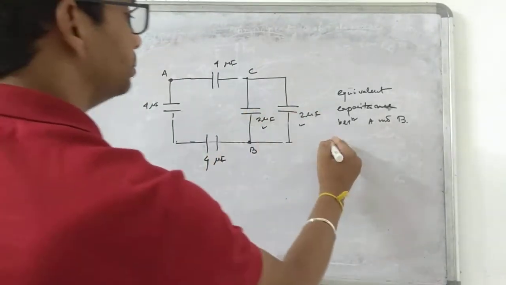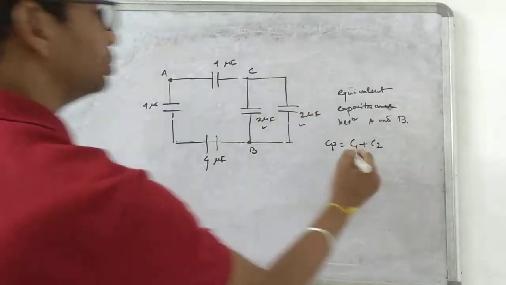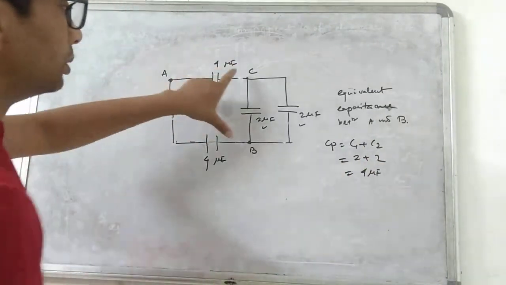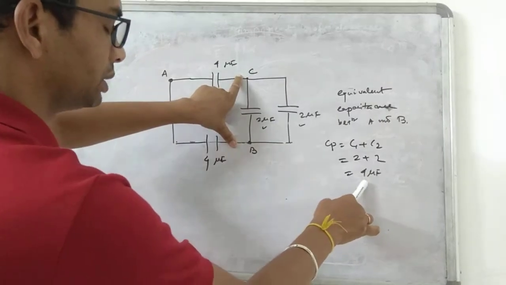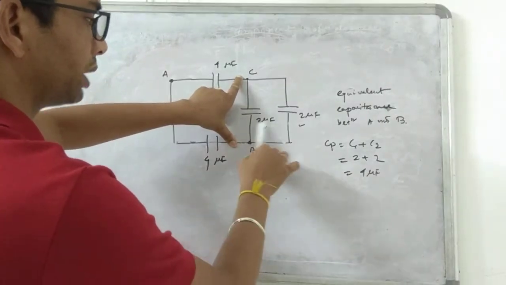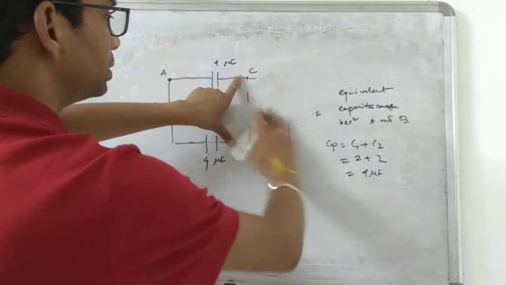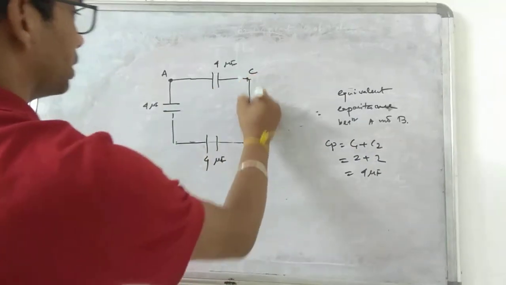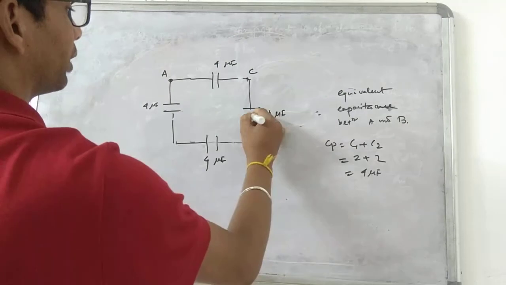Since parallel, Cp is equal to C1 plus C2. That's why 2 plus 2 is equal to 4 microfarad. That means between B and C, you have to connect a 4 microfarad capacitor instead of connecting 2 microfarad each. So just remove these two, and you connect a single equivalent capacitor of value 4 microfarad.